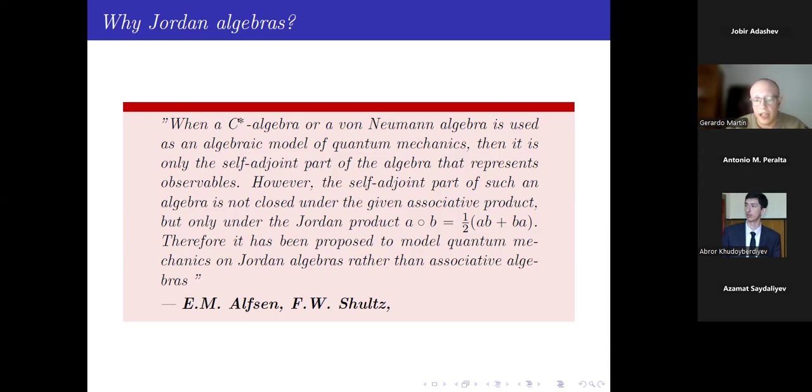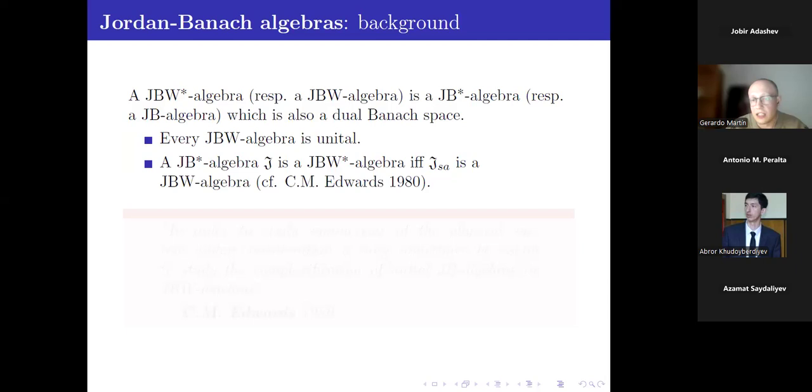Now, in particular, in this talk, we will focus on two classes of Jordan algebras, which are the JB algebras and the JBW-star algebras, which are those JB-star algebras, or respectively JB algebras, which are also dual Banach spaces. And these algebras are unital, and they have a relation between each other in the same way as JB algebras and JB-star algebras, due to a result by Edwards in the 1980s that says every self-adjoint part of the algebra is a JB algebra.